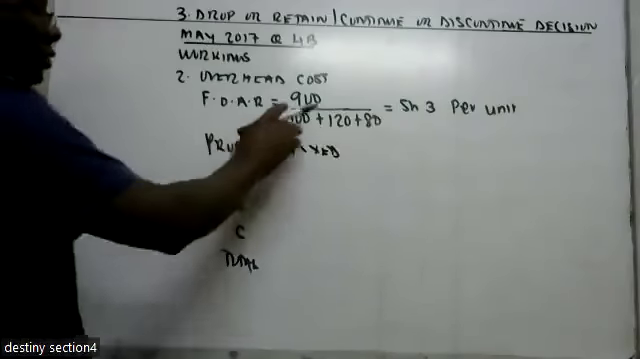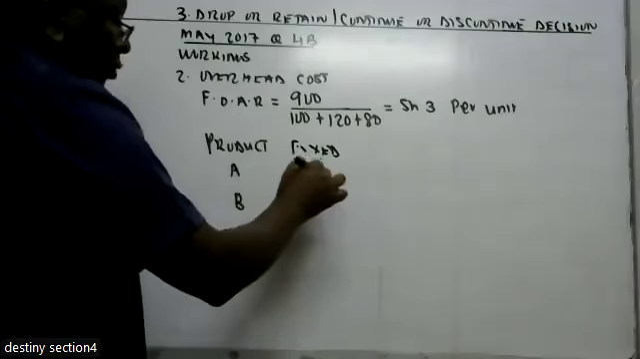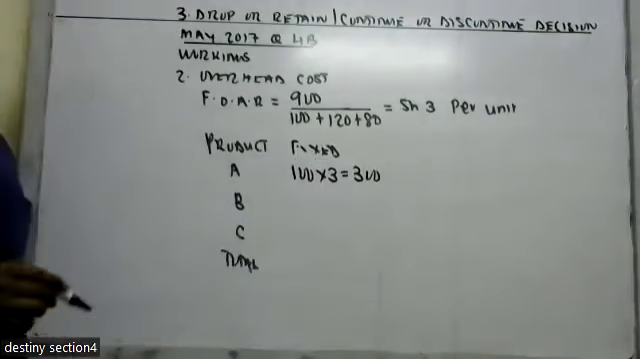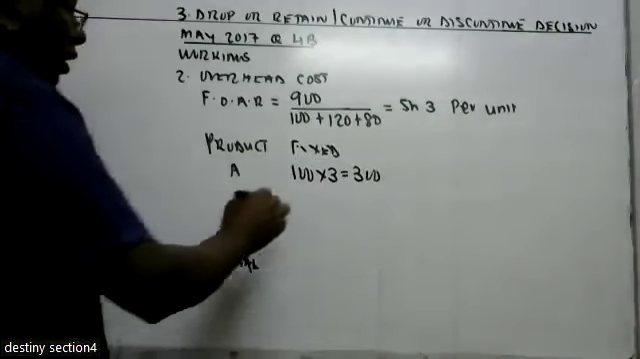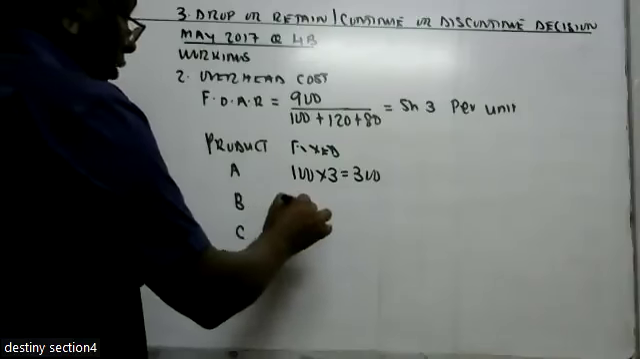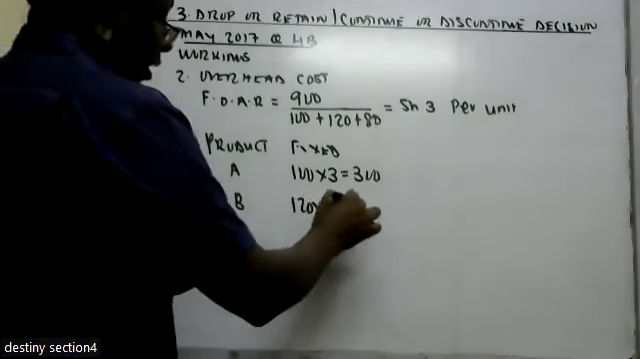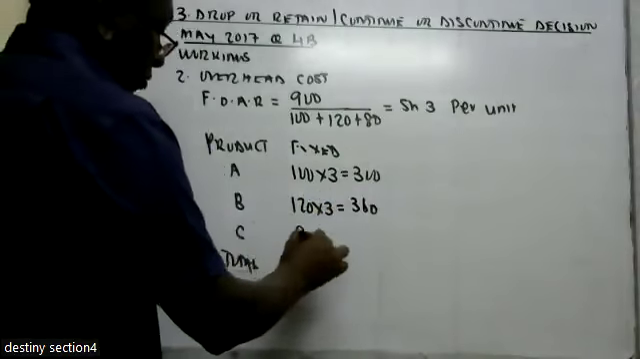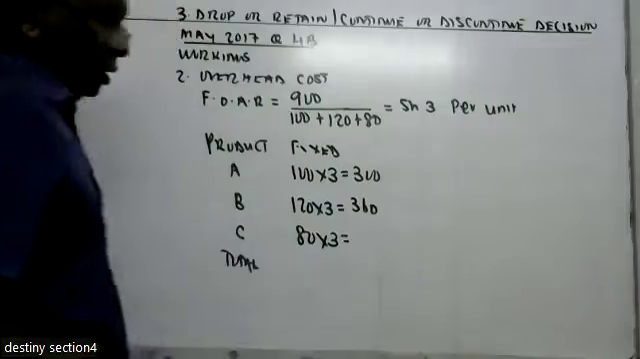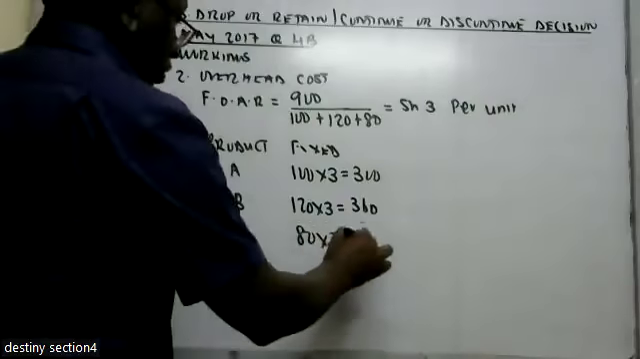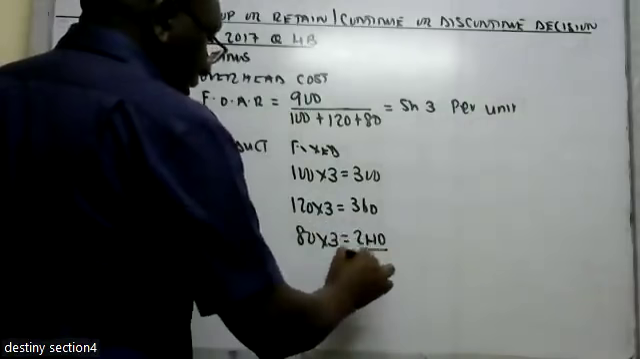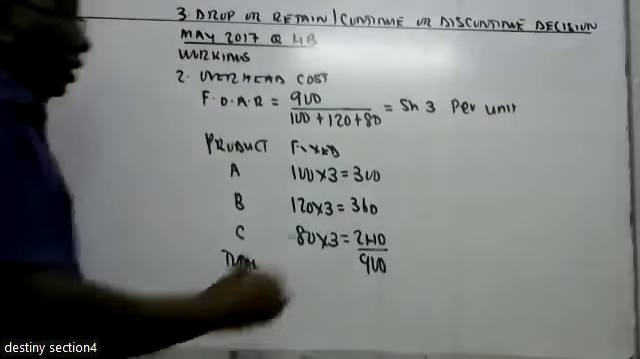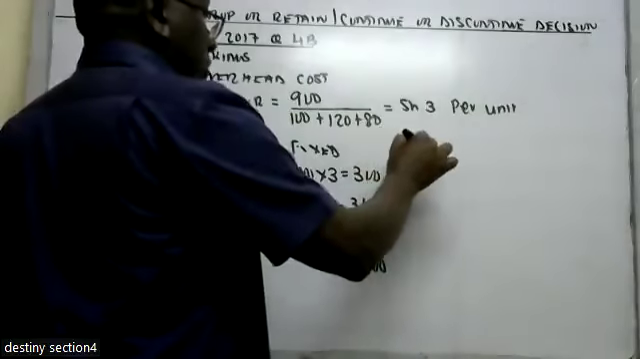So the fixed, tutakuwa nachukua this number of units, 100, na multiply na ile tumepata per unit. Aya, tena hii ingine, unachukua 120, na multiply na 3. That gives us 360. Then this 80 multiplied by 3, you get 240. Check whether they go back to 900. Yes. Okay. Kuja kwa variable.